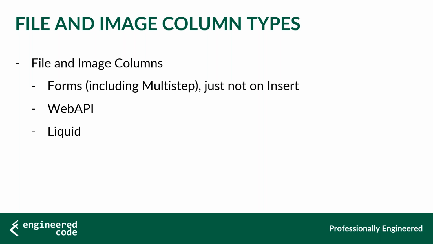File and image columns are supported on the form, so multi-step forms and basic forms. The big thing to know, if you haven't used them already, is that they don't work on the insert. So if you're creating a new record, using the insert type of step or form, then the image column or the file column won't be there. That's similar to the fact that a subgrid won't be there on an insert either. The idea is that you can't add an image or a row to a record that doesn't exist yet.